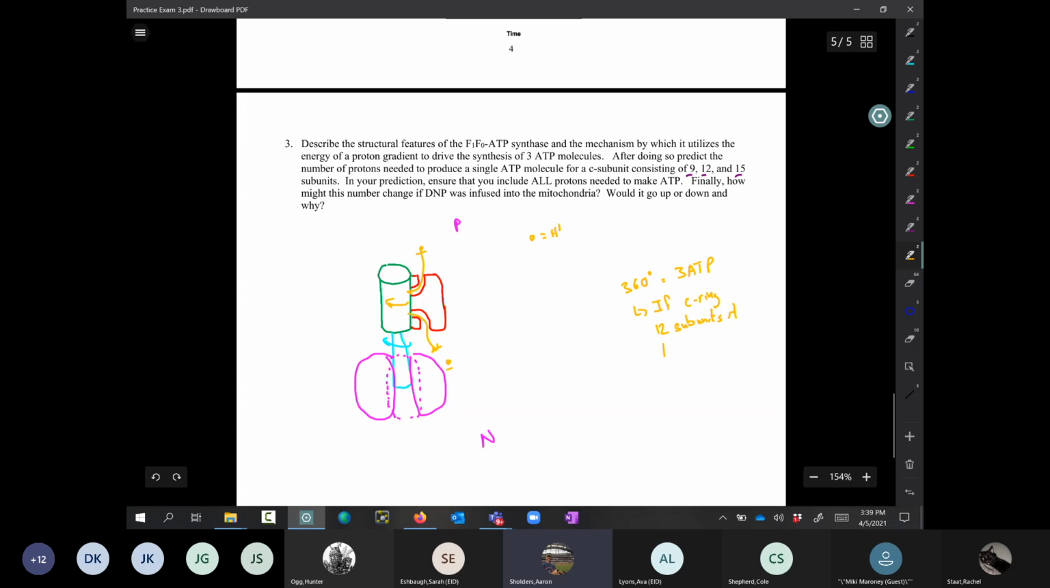If the C ring is 12 subunits, it takes 12 protons, not 11. Not sure why I drew 11 there, but I did. 12 protons to give a 360-degree turn.